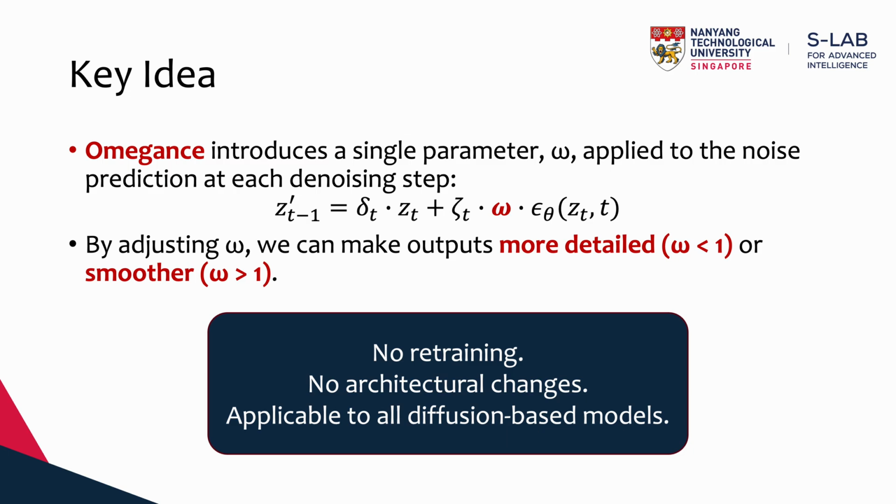Our method, Omegance, introduces a single parameter omega into the denoising step. When omega is smaller than 1, we retain more high-frequency noise, which leads to richer textures and more details. And when omega is larger than 1, we remove noise more aggressively, resulting in smoother output. There is no retraining, no architecture changes, and it works across all diffusion-based models.